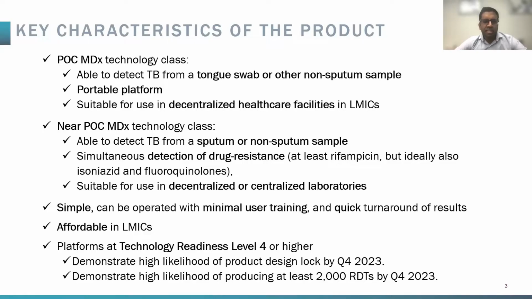We would like these tests to be simple and operated with minimal user training and provide quick turnaround results. They should be affordable for the intended setting, and platforms submitted for the RFP should be at technology readiness level 4, which essentially means we are looking for products that can be design locked by Q4 of 2023. In addition, applicants need to demonstrate a high likelihood of producing at least 2,000 RDTs by Q4 of 2023.